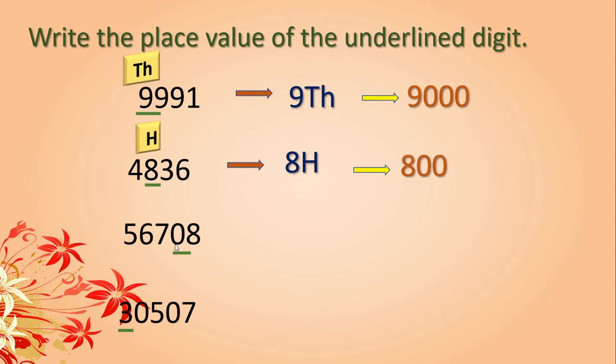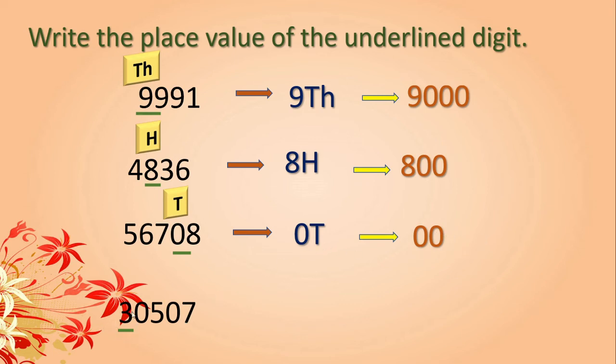Now next one, 0 has underline and 0 is in tens place. 10 means only 1 0, right? Here we will write first 0T. 0T means when we multiply 0 by any number, then we get 0. So we will write 0 0. If you write 1 0 or if you write 10 zeros, the value is same.